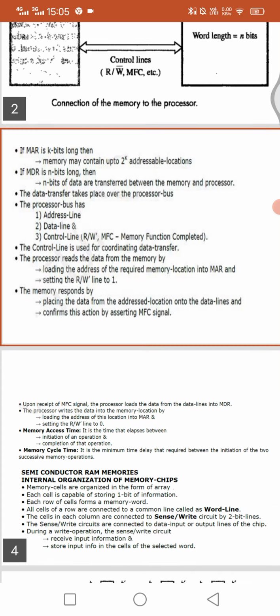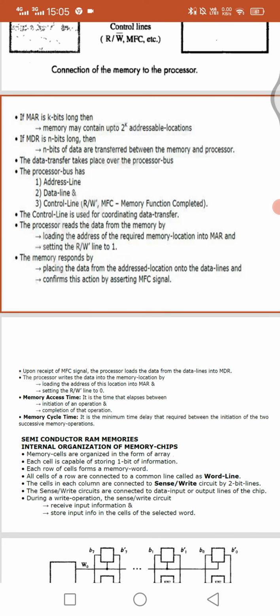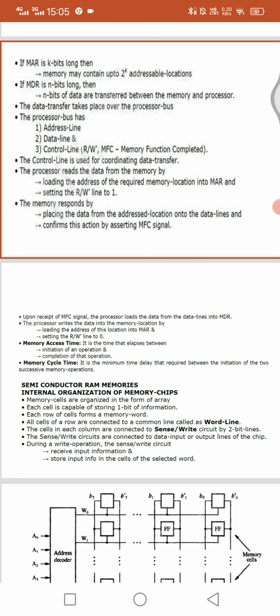After completing the memory function, it sends the data from the address location we specified. The memory waits for the MFC signal, and upon receipt of the MFC signal, the processor loads the data from the data lines into MDR.